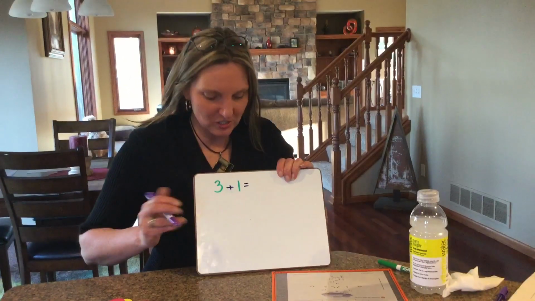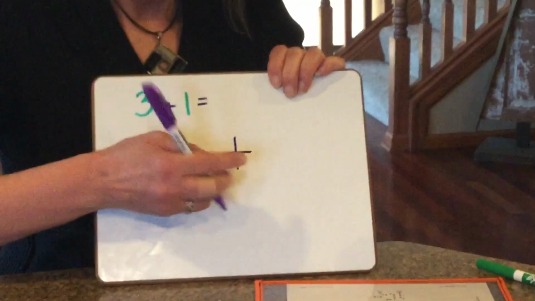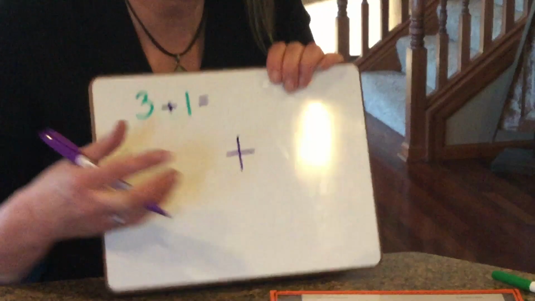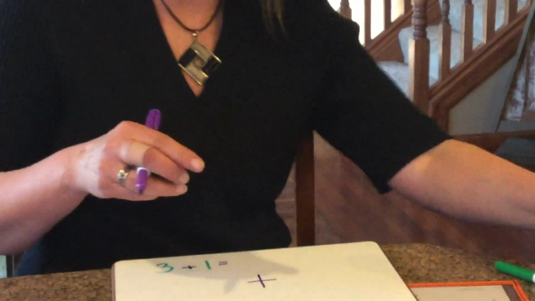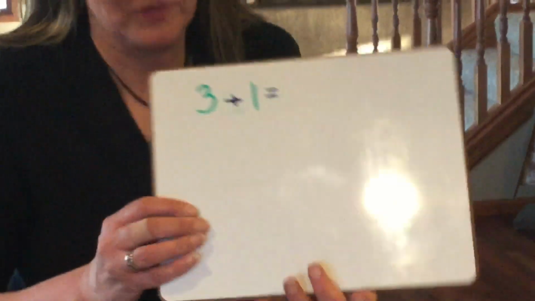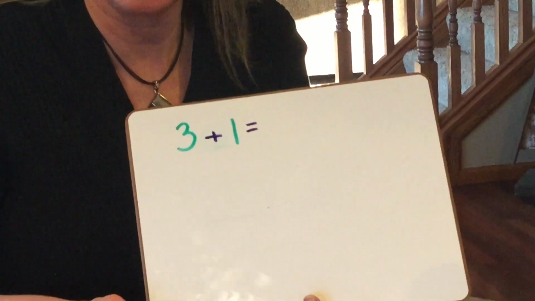Remember that an addition sign has two parts. That's addition. Addition tells you that you're going to be putting together two numbers. We call them partner numbers. I've showed you an example right here. It's 3 plus 1. There's lots of ways you can do it.